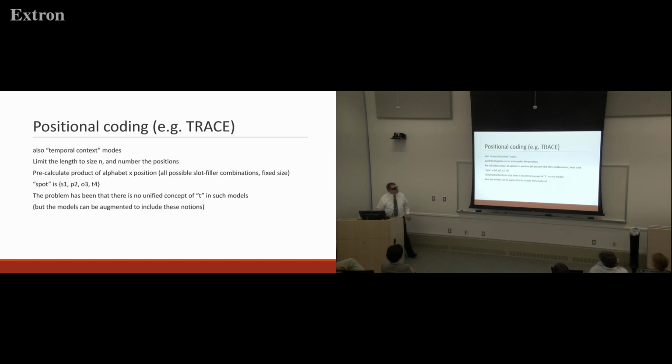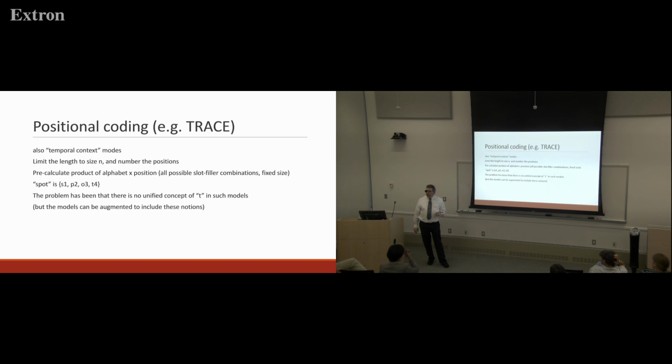And so there have been several models proposed in psychology. One is a positional coding model, where you say, I saw this thing in this position. So you pre-calculate all these things. So we limit ourselves to a certain length of string, say 4 in this case. And then we say, I will give you a unit that means S in position 1, or S in position 2, or S in position 3, or S in position 4. So we would code spot as we saw S in position 1, P in position 2, O in position 3, and T in position 4.